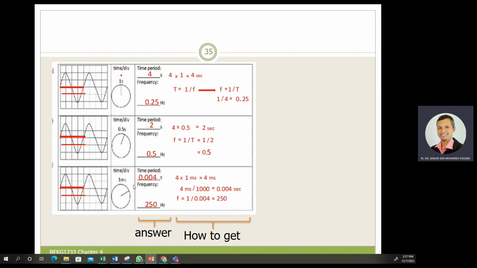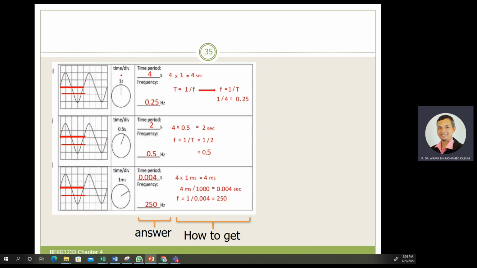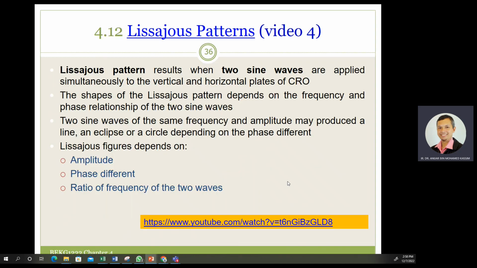And we can go for 1 millisecond. For example, 4 times 1 millisecond, we can get 4 milliseconds. And then we can get the frequency as 250 hertz. Okay, so this is how we can find the time period and frequency based on the calculation.